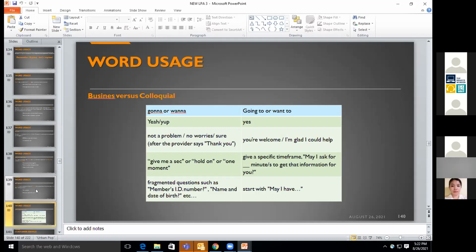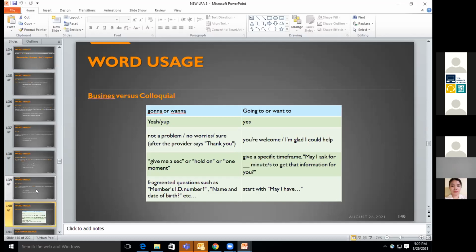When you're placing the caller on hold, give me a sec or hold on or one moment. Again, it's more professional if you provide minutes. May I ask for 2 minutes to get the information from you? When you're already talking for an hour, then probably you can say give me a second, I'm just trying to look for that. You can use that while you're already talking, but you're not going to place them on hold.